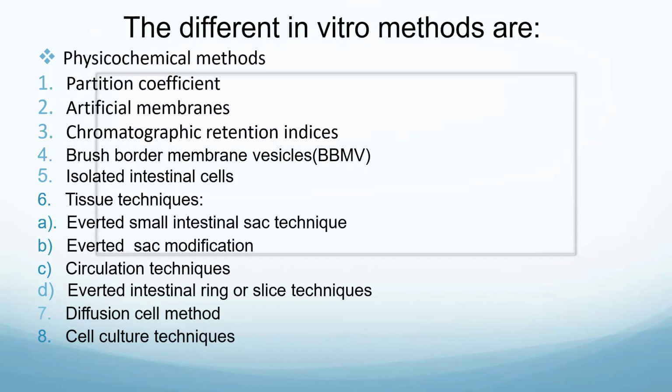Fifth one is isolated intestinal cells. Sixth one is tissue techniques. In these tissue techniques, different techniques are there: everted small intestinal sac technique, everted sac technique, circulation technique, everted intestinal ring or slice technique, diffusion cell method, cell culture techniques. Okay, these are the physico-chemical methods that come under in vitro methods.